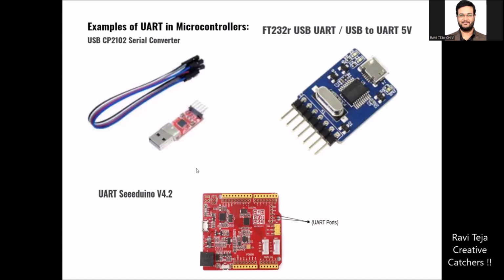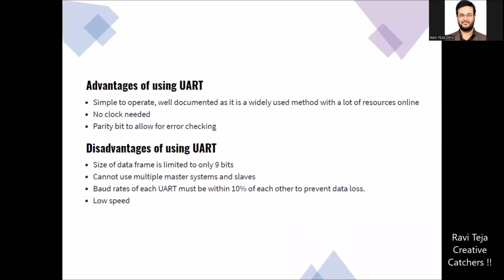The device you are seeing over here is a USB CP2102 serial converter. The module you are seeing over here is the FT232R USB UART. And this is the UART Swedino version 4.2, which is generally used for these kinds of UART communication purposes. Now coming to the advantages of UART, it is simple to operate, no clock is needed, and a parity bit is also allowed for error checking.